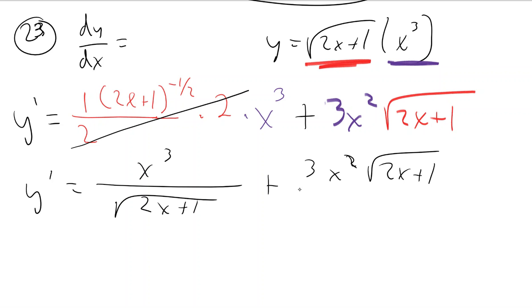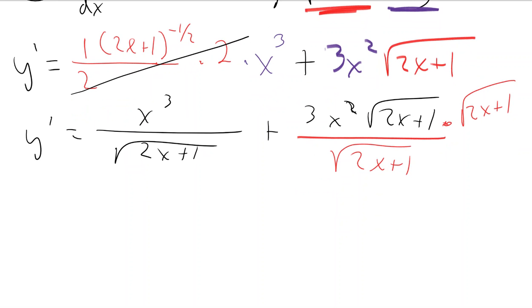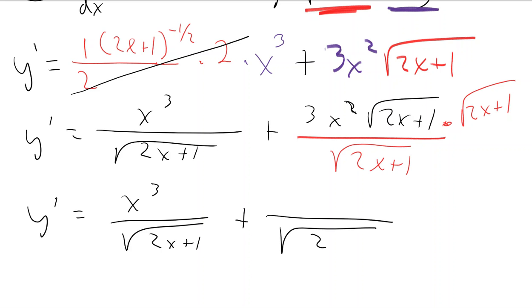Okay, common denominator. So I would really like to multiply this denominator by 2x, square root of 2x plus 1, but you can't just put this in the denominator without also putting it in the numerator. That way it's like you're multiplying by 1 and you're not changing the size. Okay, so over here we've got 3x squared, and then the square root of 2x plus 1 times the square root of 2x plus 1 is just going to be 2x plus 1.